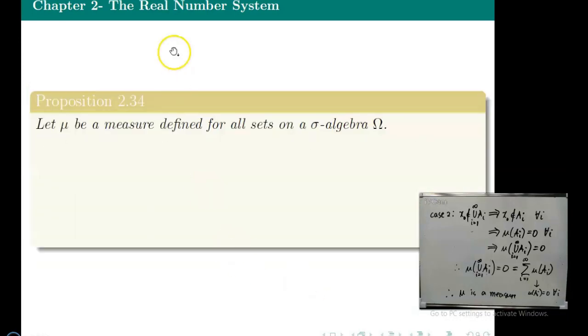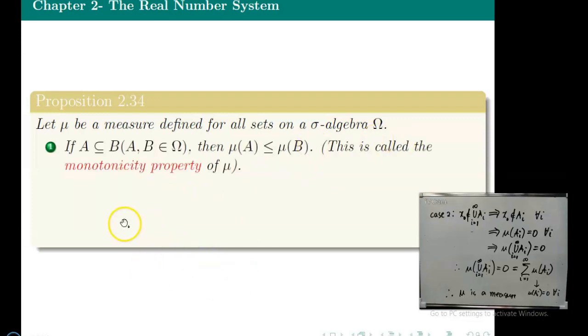Okay, let's have this proposition here. Let mu be a measure defined for all sets on a sigma algebra. First, if set A is contained in set B, where A and B are in the collection of sigma algebra of sets, then mu of A is less than or equal to mu of B. This is called the monotonicity property of mu. So as you can see here, A is contained in B, and of course the measure of A is smaller compared to the measure of B.